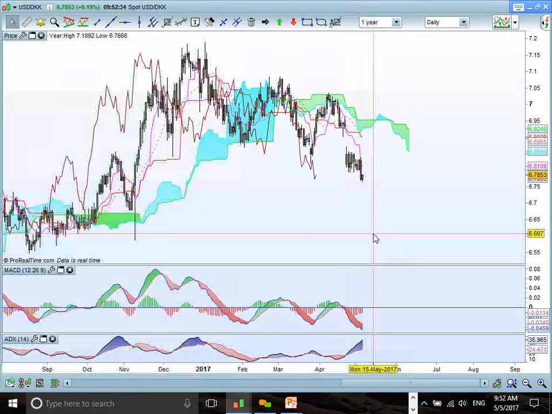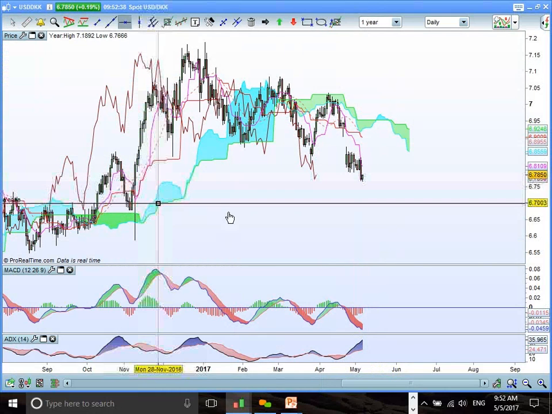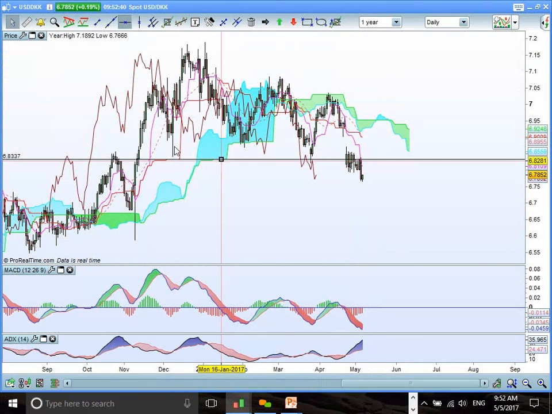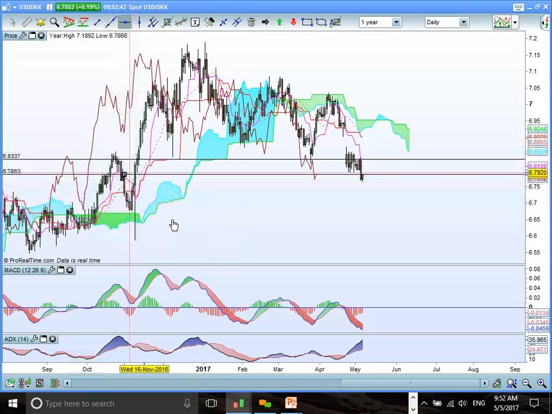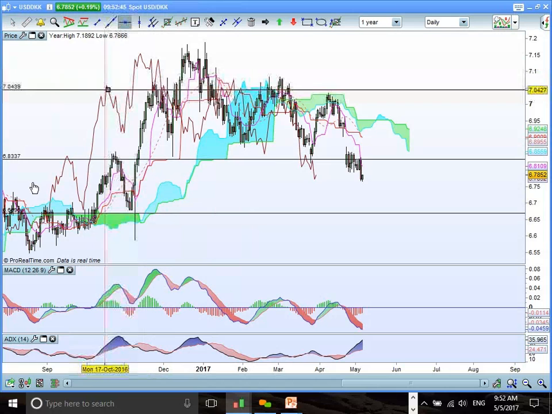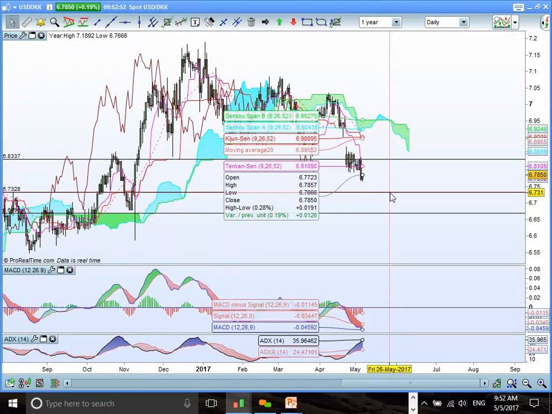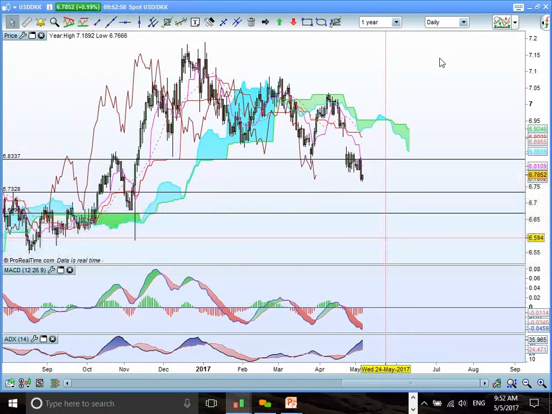US dollar Danish krone, also somewhat in free fall, gap down. Lost support there at the bottom end of the cloud chart shadow, I'd say. And we can see these old highs here, that's the next key support zone. So watch out for potential support to come in at 6.7310. That could be the next key support zone to watch out for.